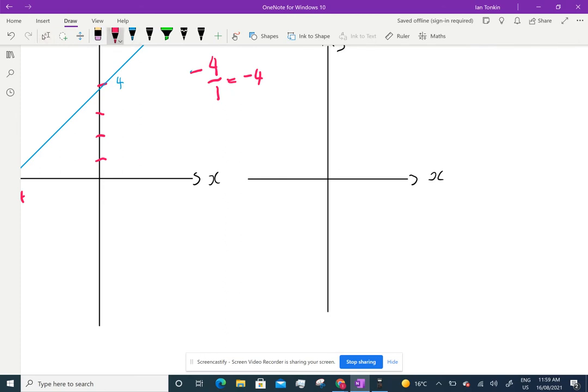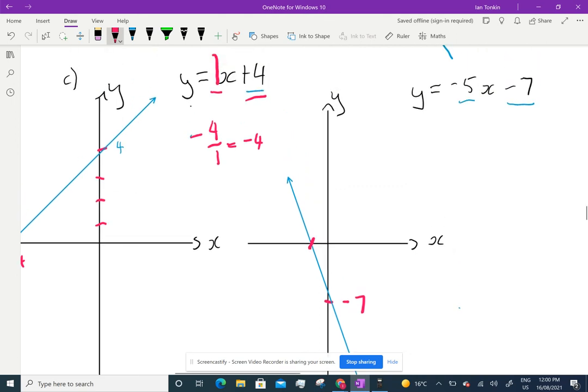So I'm using a different scale. I'm going to say -7, it's going through there. I know this graph is going down, and I know it's really steep. So let's go something like that. That'll do. Now, what's this point here?